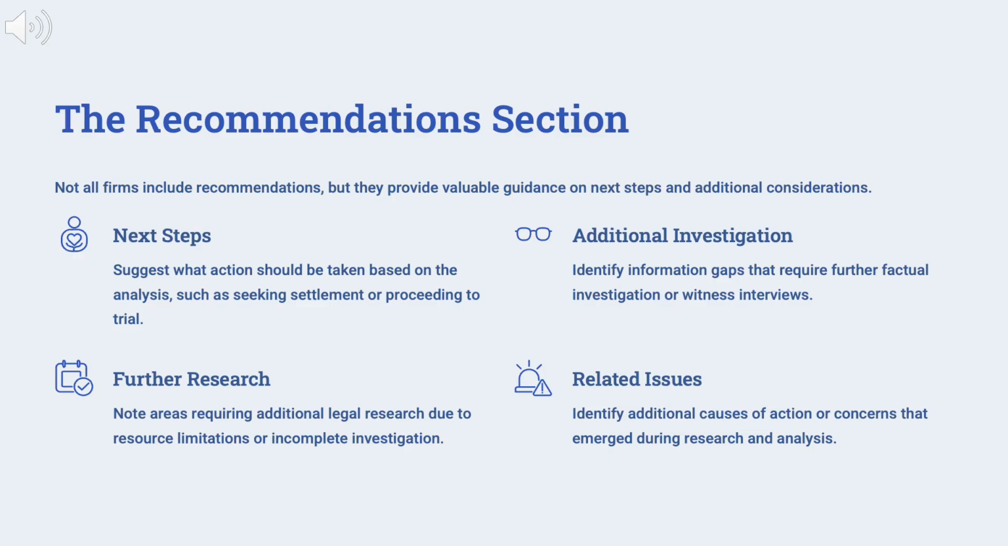The third type is further legal research. If constraints on time or resources limited the scope of the research, that limitation should be noted, along with identification of the areas that warrant additional attention. The fourth type is identification of related legal issues that emerged during research, but were not within the scope of the original assignment. Additional causes of action, potential defenses, or related claims the attorney should be aware of. All of these contribute to the memo's usefulness as a practical, professional document.